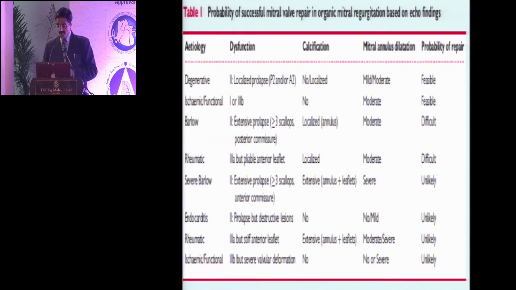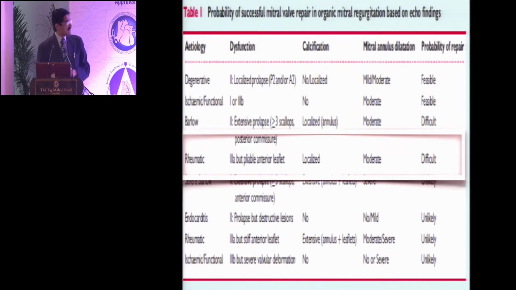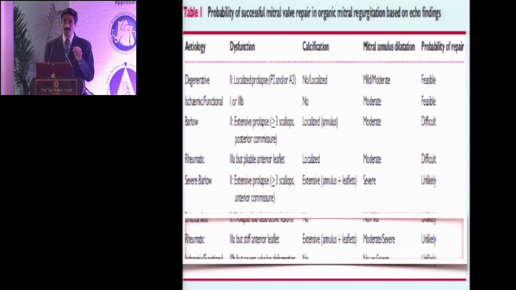Now for rheumatic heart disease, as in Barlow's disease, if they have a little calcific lesion but a pliable anterior leaflet, then the repair is still possible. But if they have a significantly calcific anterior mitral leaflet, then they should not go for the repair, but should be subjected to replacement.